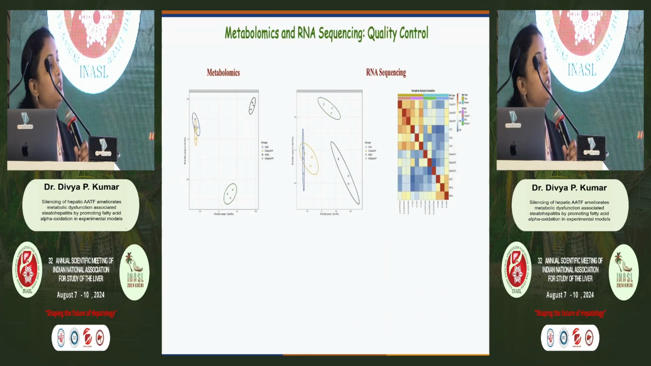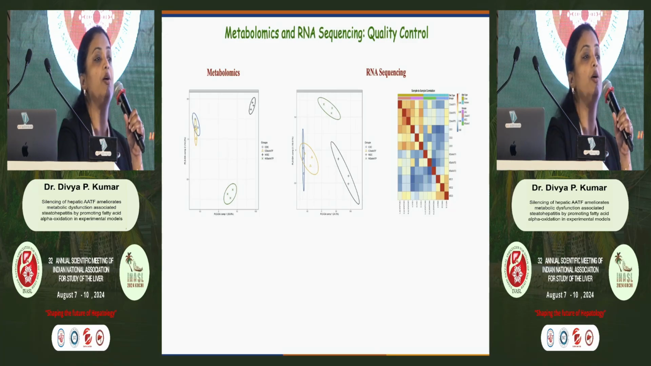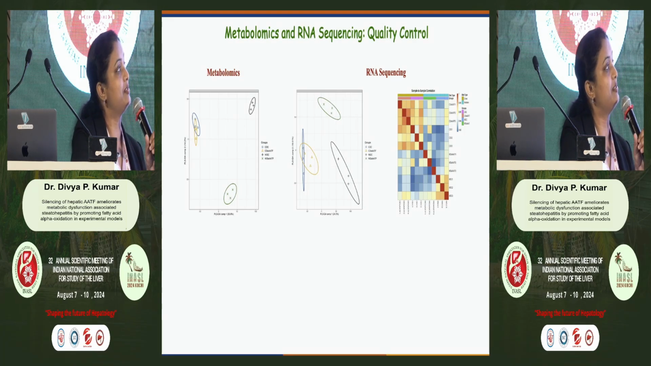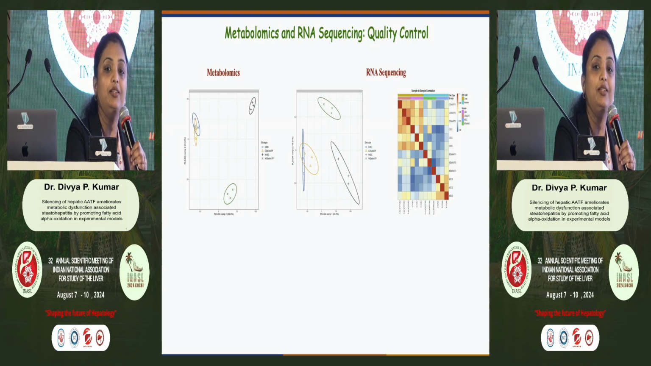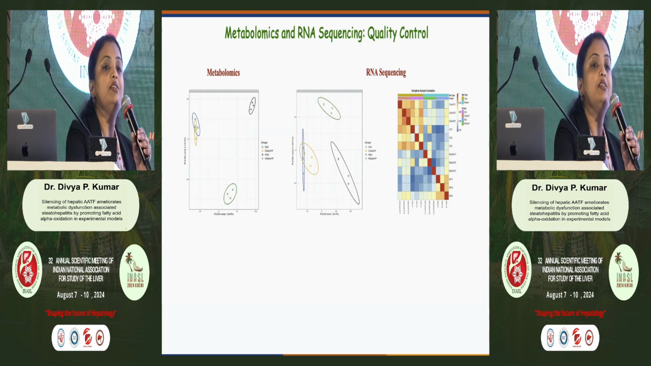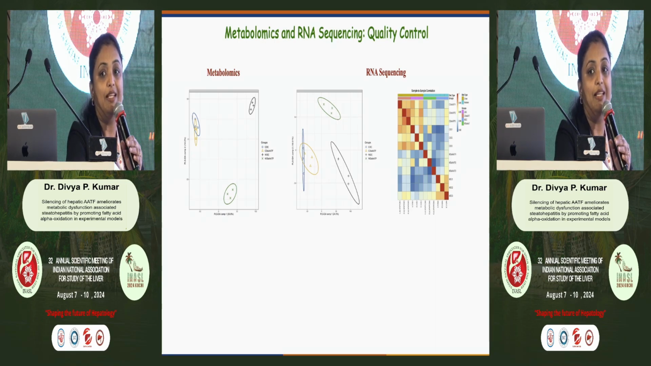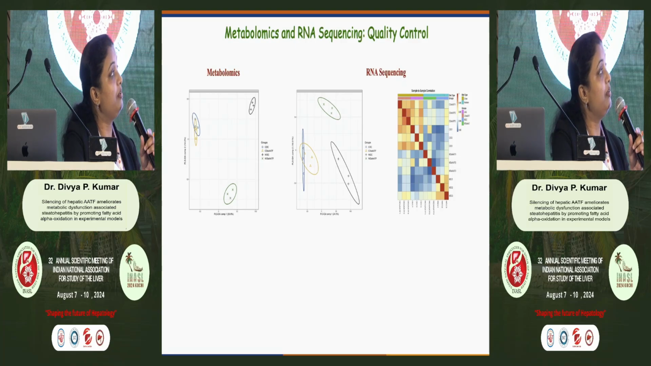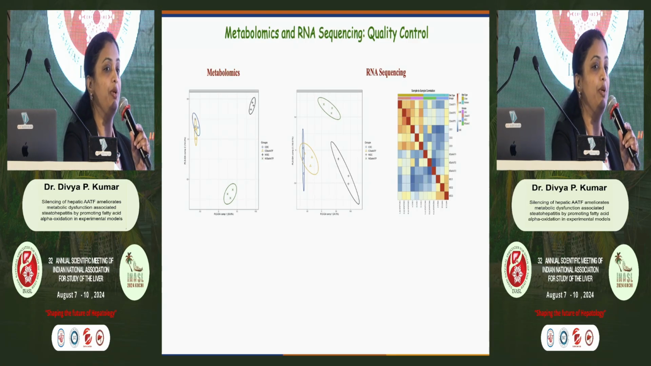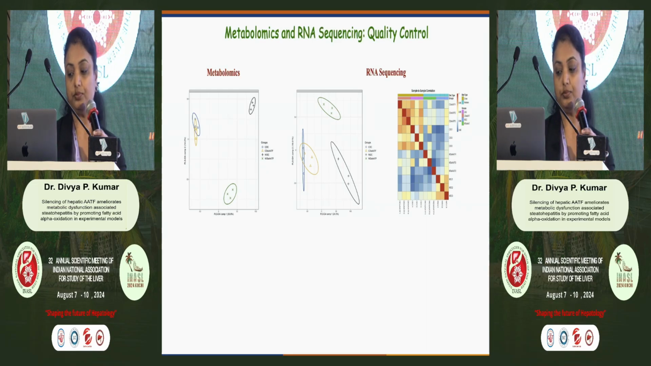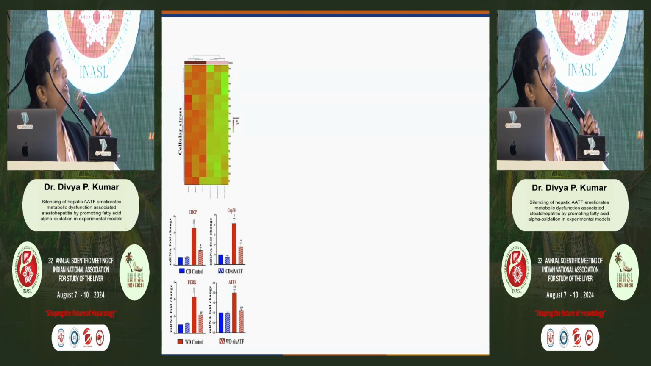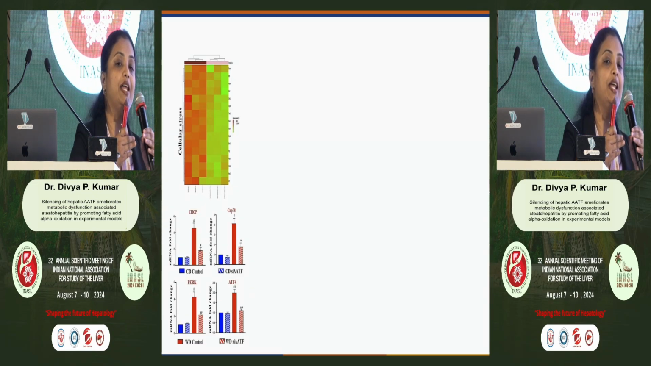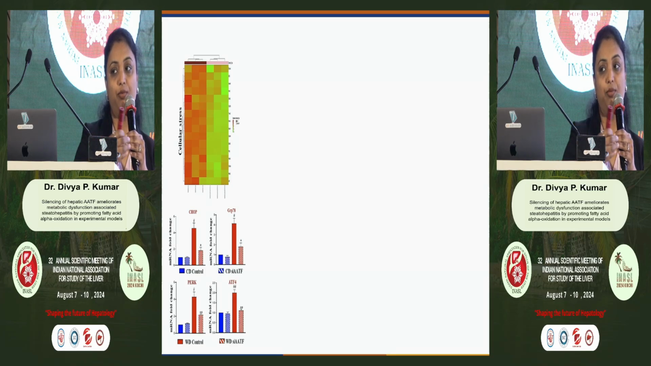The crux of the study was understanding how the RNA sequencing and metabolomics resulted. This data is very critical in identifying that there is no variation in the samples, be it inter-sample or intra-sample. The data was very clean, where you can see the distinction among the groups, and the sample-to-sample variation is nil. This is where we compared the RNA sequencing data versus the metabolomics data.